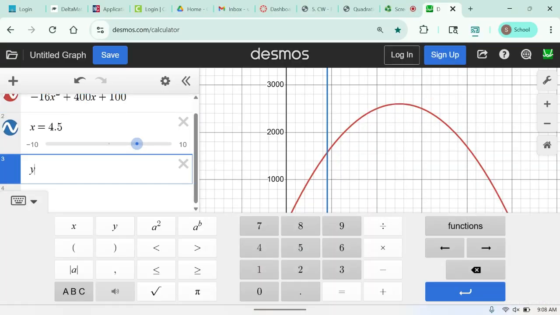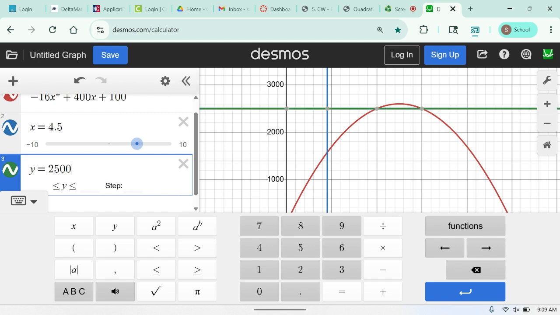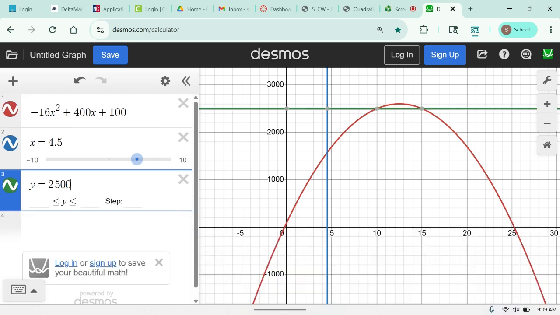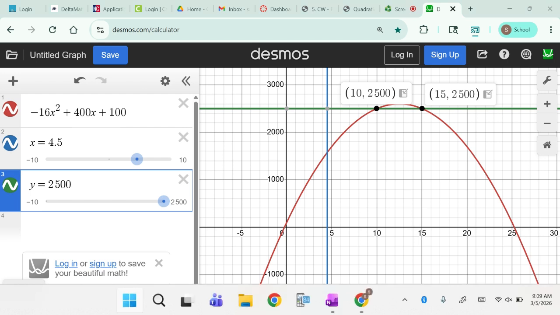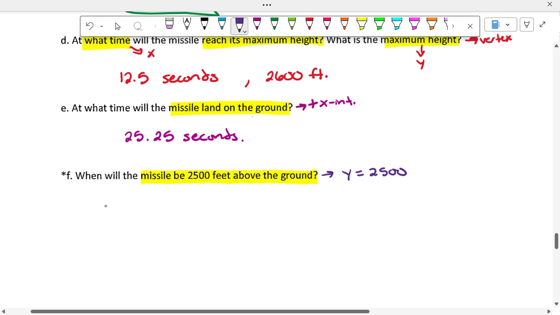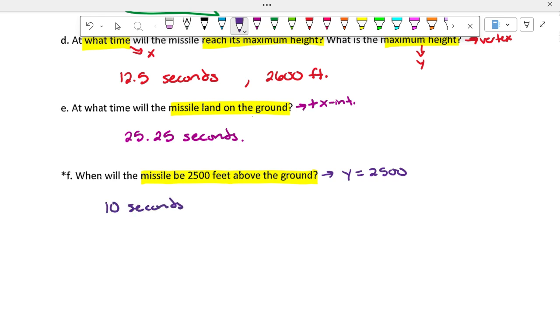So I'm going to type in y equals 2,500. So the points of intersection are here and here. Now, since they're both positive, we use both. All right, so it's at 2,500 feet at how many seconds? 10 and 15. So it's 2,500 feet above the ground at 10 seconds and 15 seconds.